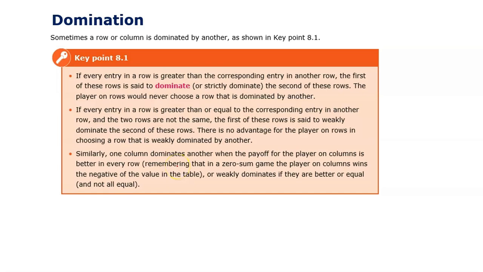Sometimes a row or column is dominated by another. And from the textbook, this basically said: if every entry in a row is greater than the corresponding entry in another row, then these rows are said to be dominated. If you look at columns, it says down here, similarly one column dominates another when the payoff for the player on columns is better in every row. Remember that in a zero-sum game, the player on columns wins the negative value. So you've got to be careful with pluses and minuses.